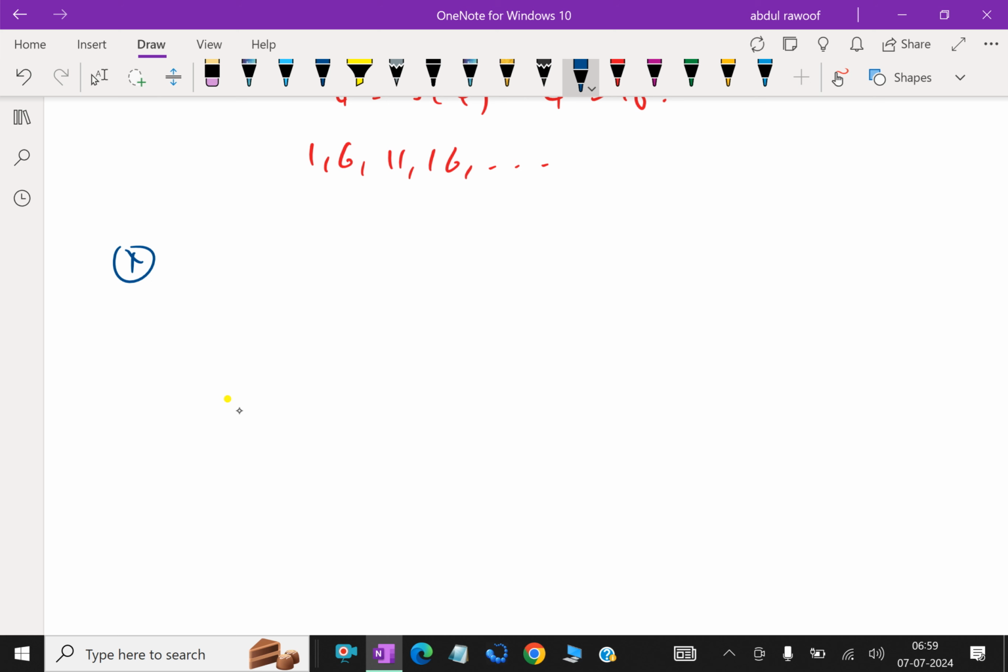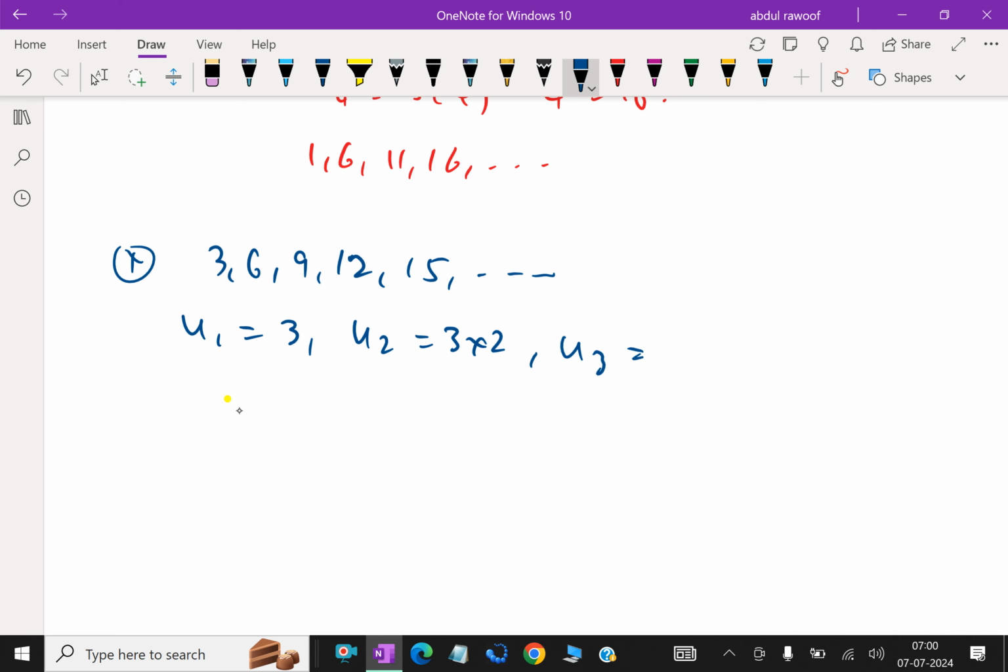Look at this example. The pattern is given: 3, 6, 9, 12, 15. You have to find the next two terms. Here, first U1 is 3, U2 equals 6, that is 3 into 2, which is 6. U3 is 3 into 3. U4 equals 3 into 4.